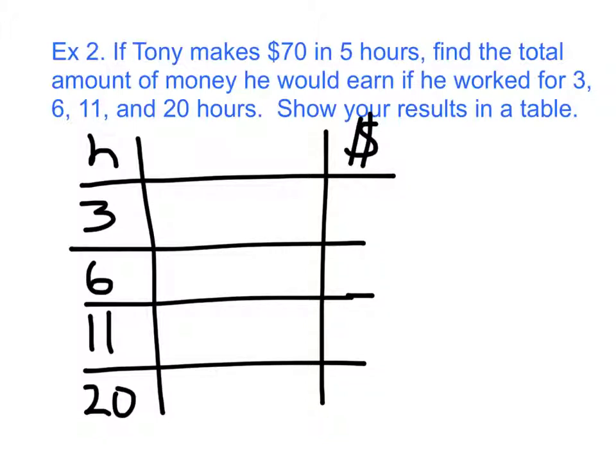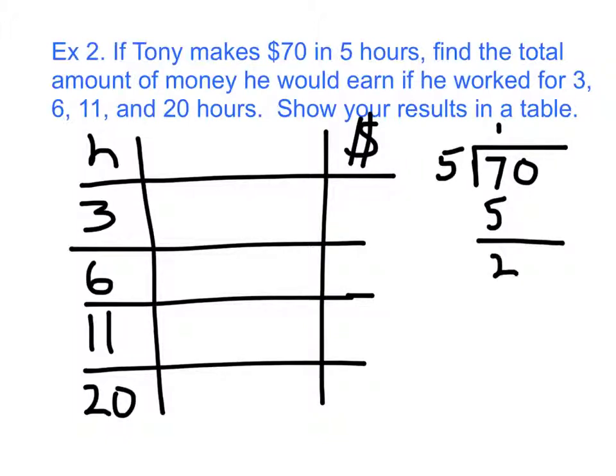So Tony makes $70 in 5 hours. So what I'm going to do is divide 70 by 5 to find out how much he makes in 1 hour. So 5 goes into 7 once. 1 times 5 is 5. 7 minus 5 is 2. So 14. 14 times 5 is 70. So that means he makes $14 per hour worked.